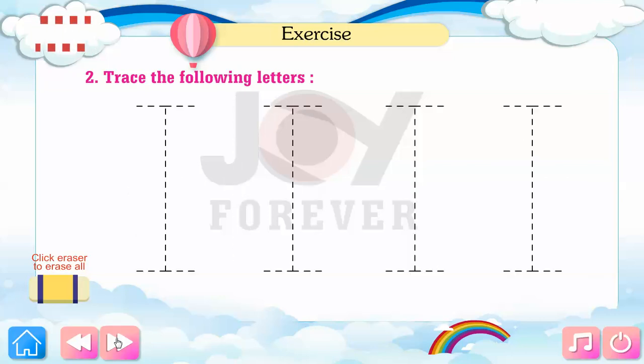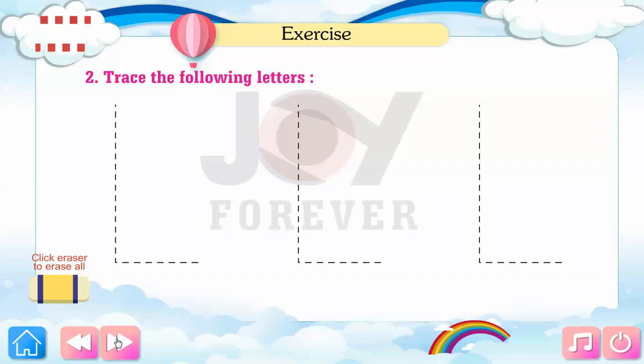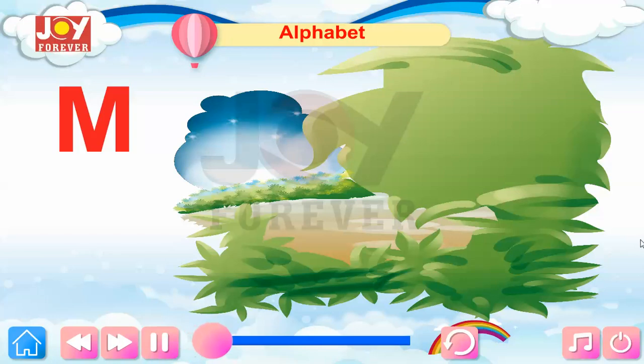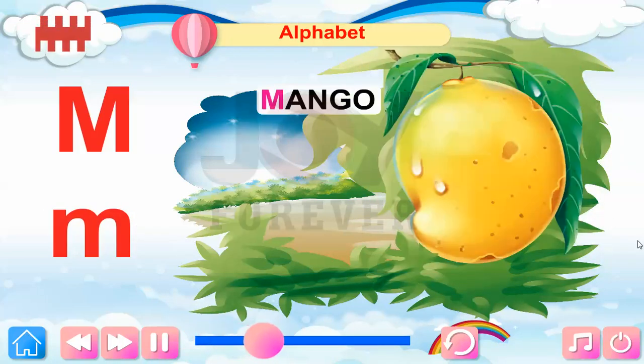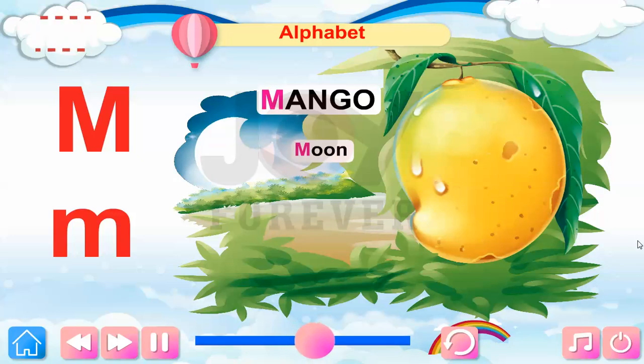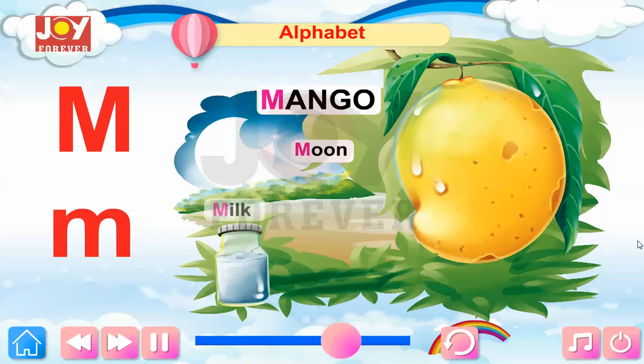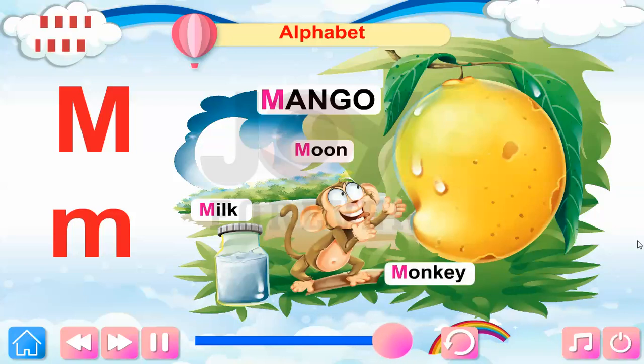Capital M, small m. M for mango. M for moon. M for milk. M for monkey.